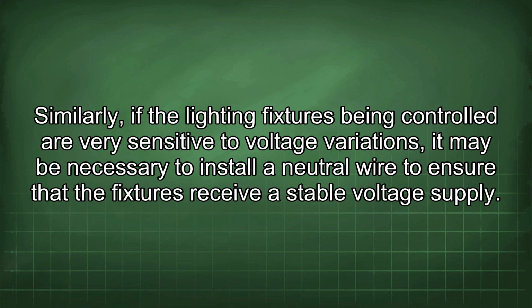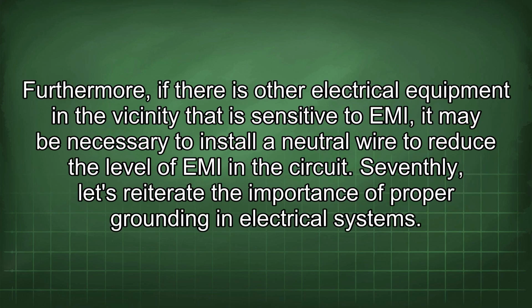Similarly, if the lighting fixtures being controlled are very sensitive to voltage variations, it may be necessary to install a neutral wire to ensure that the fixtures receive a stable voltage supply. Furthermore, if there is other electrical equipment in the vicinity that is sensitive to EMI, it may be necessary to install a neutral wire to reduce the level of EMI in the circuit.